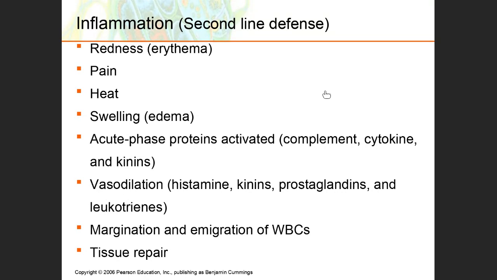But it's mediated by different cytokines like histamines, kinins, prostaglandins, and leukotrienes, which we'll mention next. But the whole idea is to bring more blood to that site of injury or infection to bring the immune system there. The immune system can attack and destroy any bacteria or other pathogens that may have gotten in.